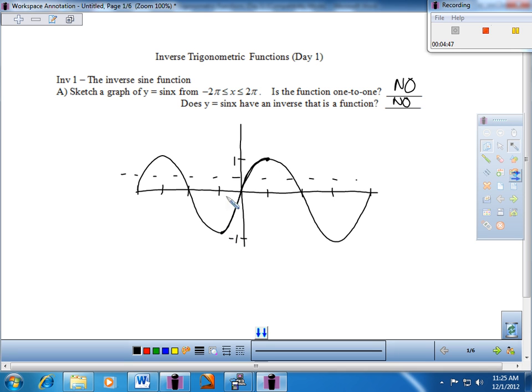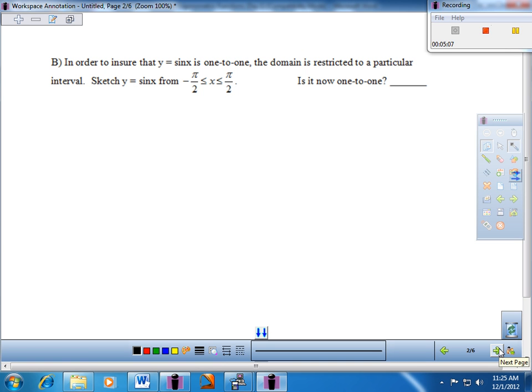And notice, this interval covers all of the sine values from negative 1 all the way up to positive 1, so it includes all of them on that interval right there. And that's what we're going to do. So let's go back right here, if we can, to my screen, part B.